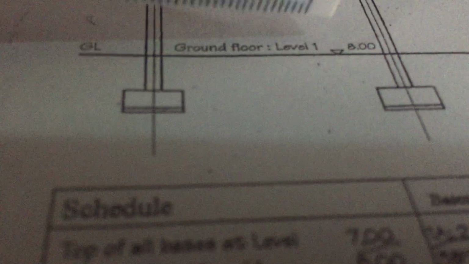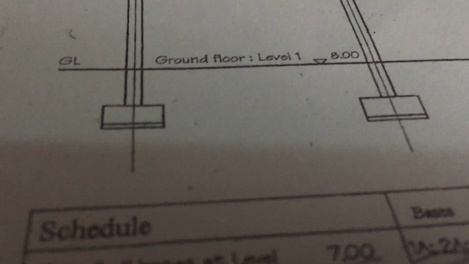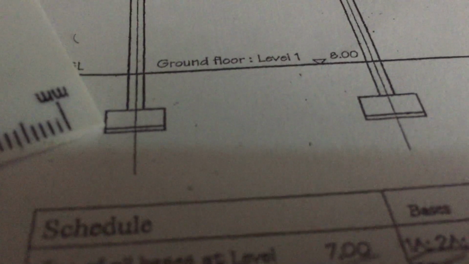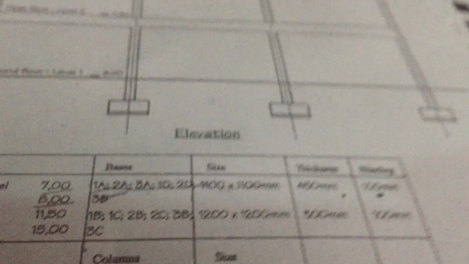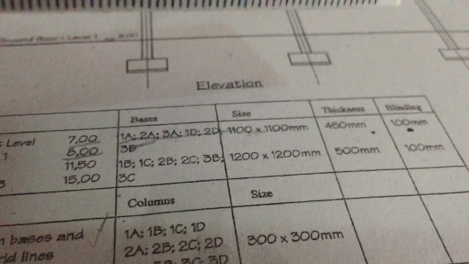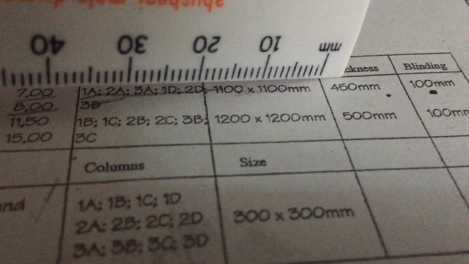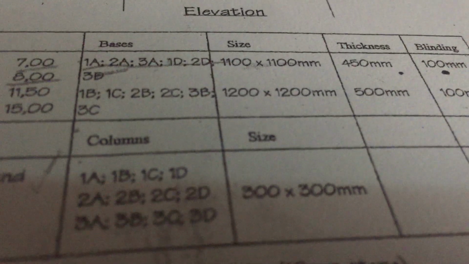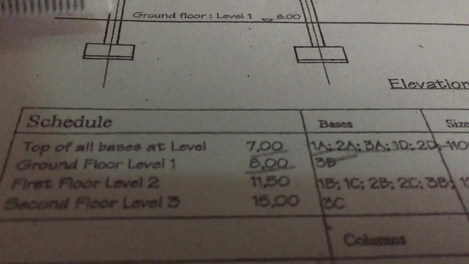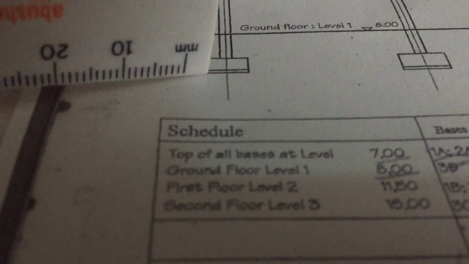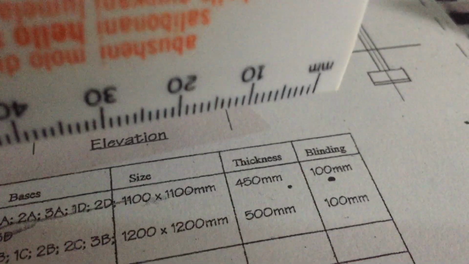We have gotten the distance from there to there, which is 1, when you subtracted 8 minus 7. But here we have this distance, the thickness of the base. Where do we get the thickness of the base? When you come to the schedule, you get the thickness. The thickness here is 450. So now you're going to say 1 plus that 450, plus that blinding there. This is the blinding, guys, the thick line, 100. You also add it to that.